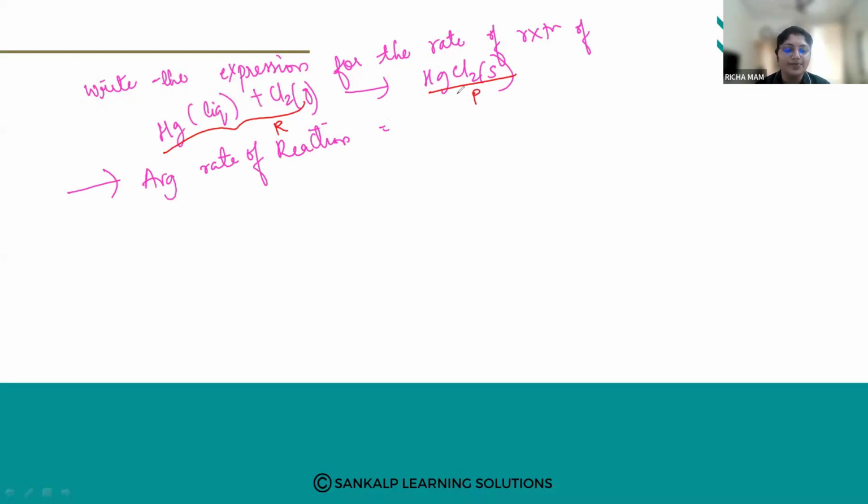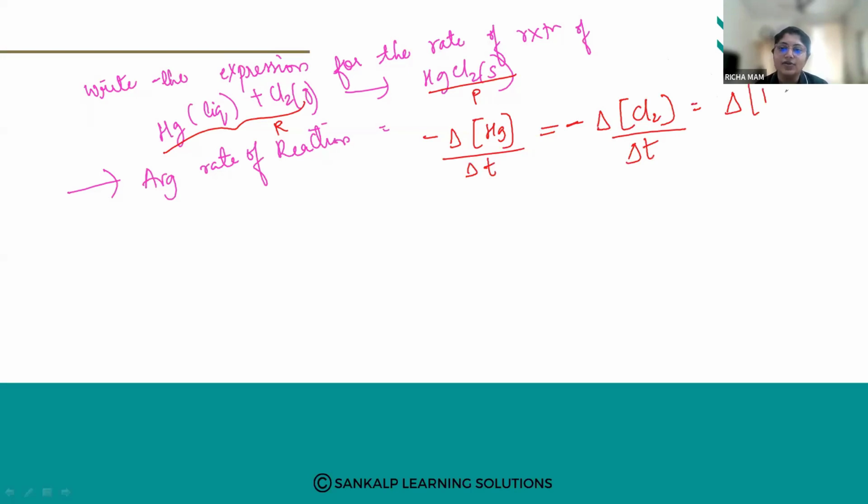So let us write: minus delta concentration of Hg by delta T, with respect to time, is equal to minus delta concentration of Cl2 by delta T, is equal to, then your product. We know that for reactants it will be a negative sign. So for both the reactants I have written the negative sign. Then for your product we are not going to write the negative sign. So this is the average rate of the reaction.